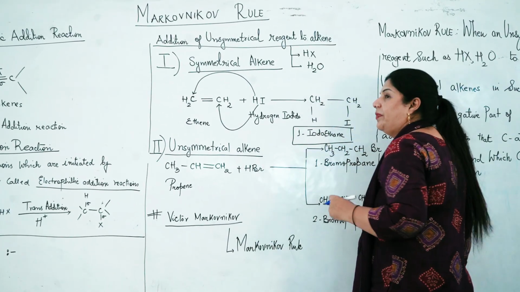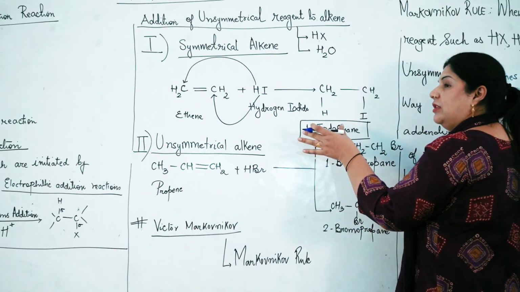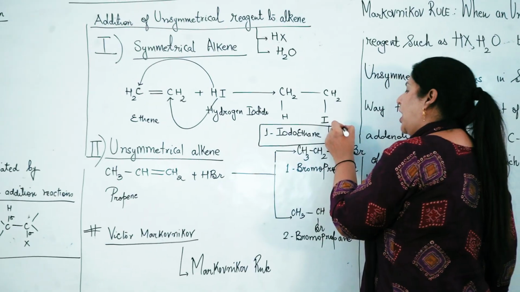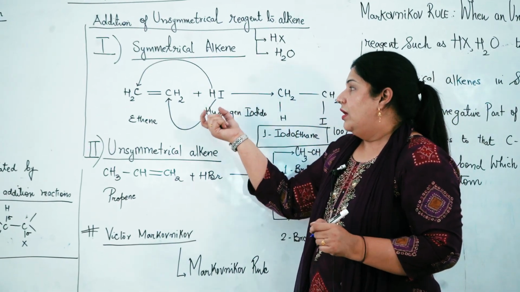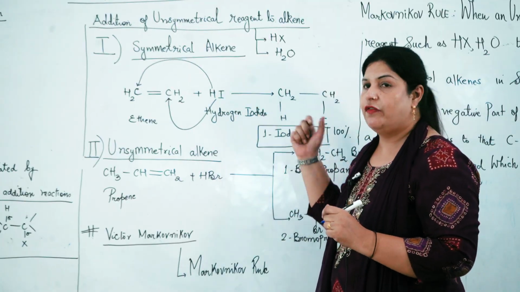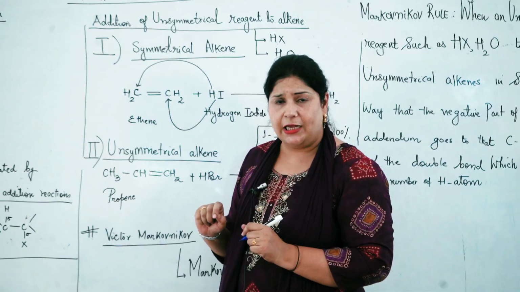The product is iodoethane. Now, this is the major product produced in 100% yield. So, there is no confusion regarding the formation of the product when we add unsymmetrical reagent to symmetrical alkene.